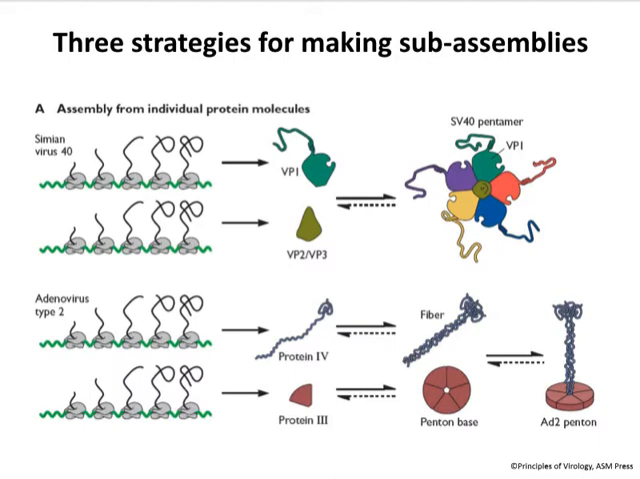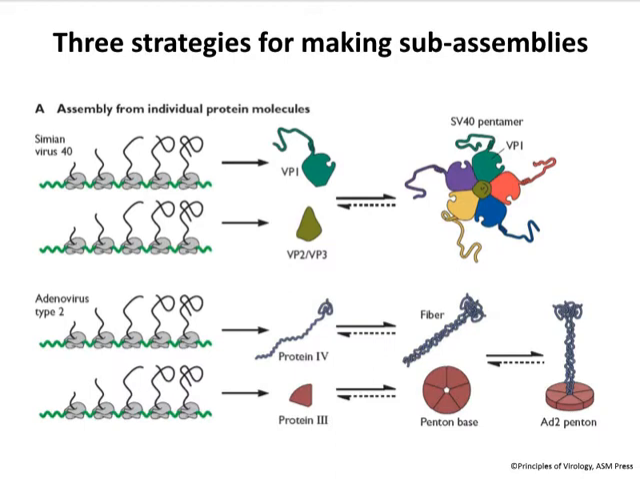All right, now when we assemble virus particles, pretty much all viruses make what we call subassemblies, something less than the whole virus particle. So a subassembly is defined simply as part of the virus less than the whole. All right, and here we're going to look at 3 strategies for doing this. And the first is assembly from individual protein molecules. And we're illustrating this for 2 DNA viruses.